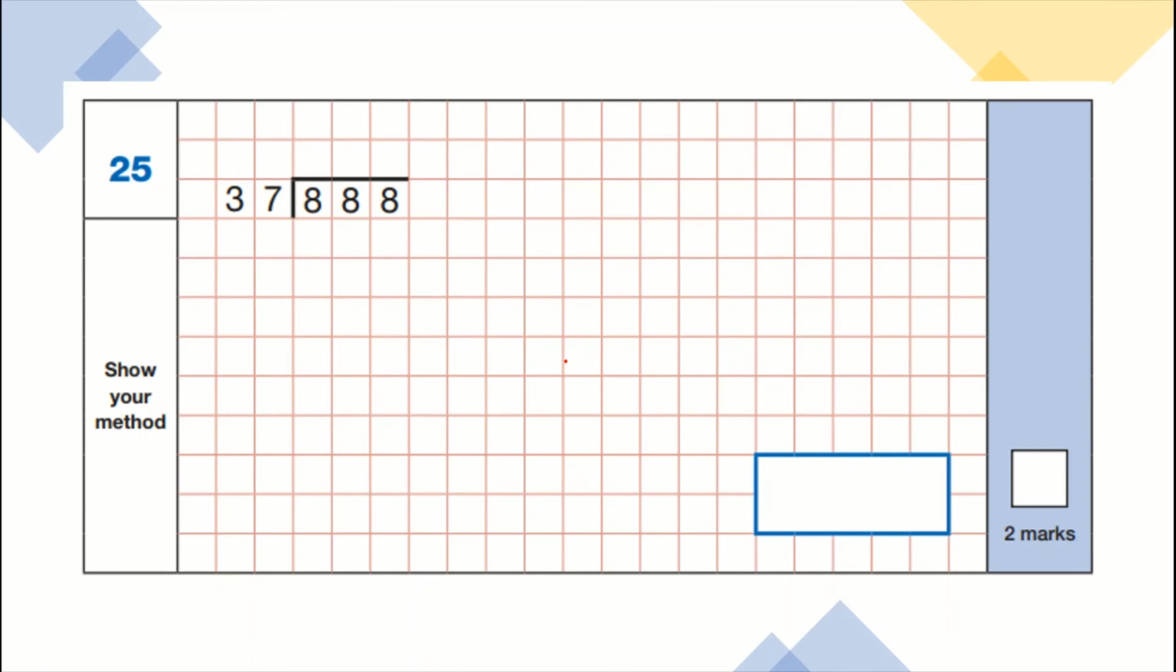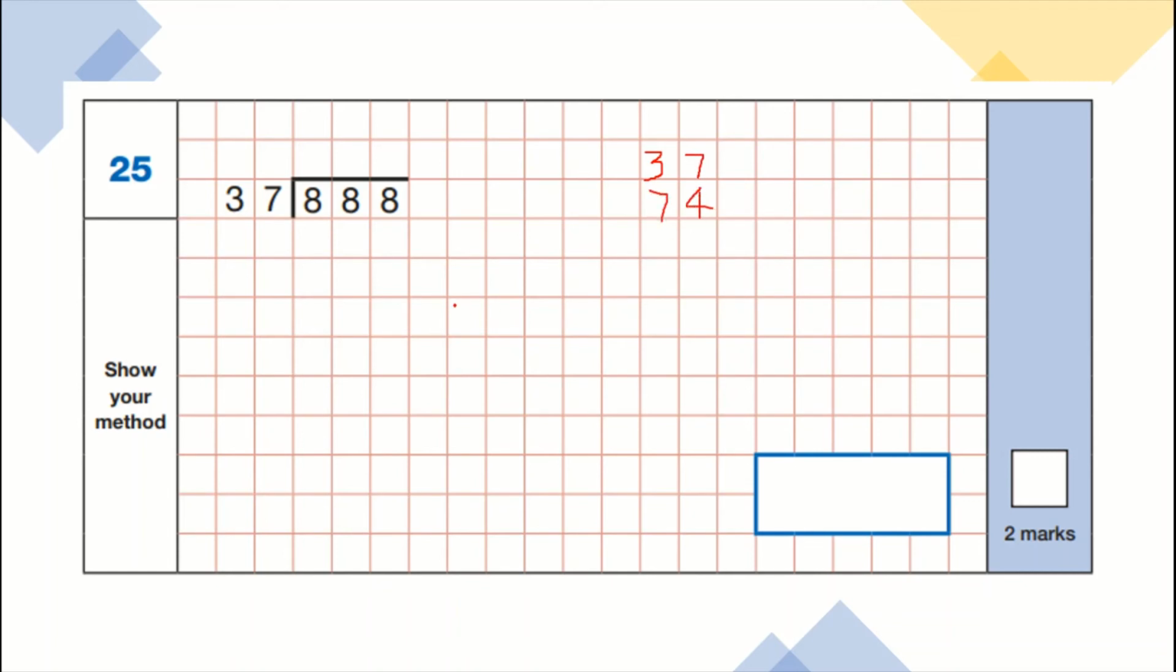This is a more difficult question. It is also a 2-mark question, but we've not done division like this before. This is a 3-digit number divided by a 2-digit number. I like to start off with writing the multiples of the number that I'm dividing by. So the number that we're dividing by here is 37. So 37 times 1 is 37. 37 times 2 is 74.